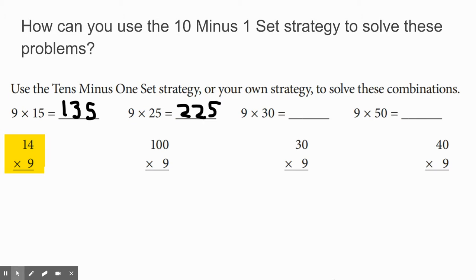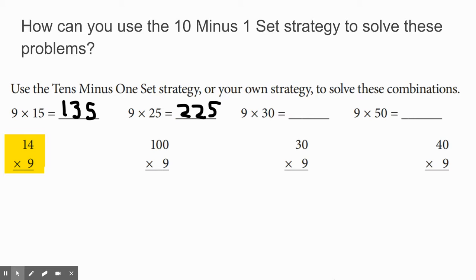All right, let's try another one. Again, you might want to go back and take a look at the strategies Mrs. Peters used because we're going to solve 9 groups of 14. It's going to be kind of similar to our 9 groups of 15 above. Give it a try.